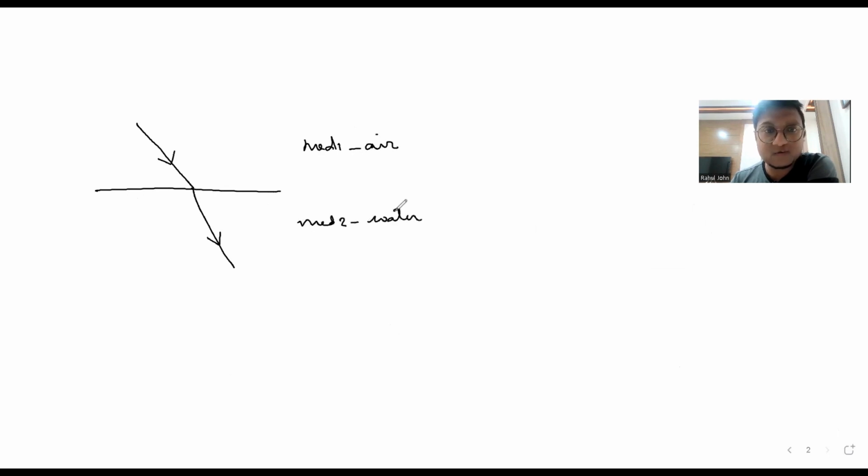If a ray of light hits a surface and it moves into the other medium. So this is medium number one, say air, and this is medium number two, say water. So when the ray of light falls on the interface and it moves into the second medium, this is known as refraction.